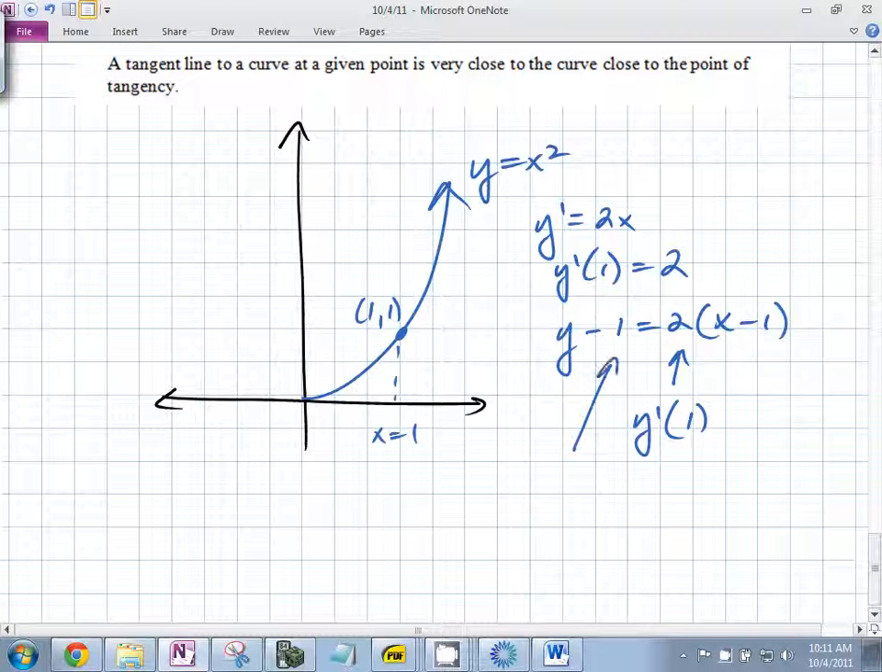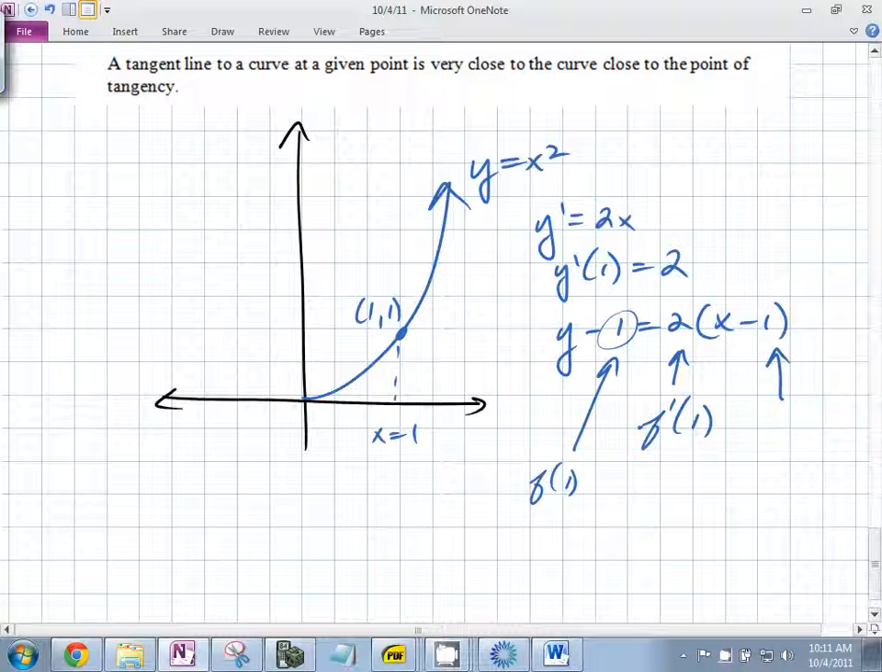What was that value right there? Where did this 1 come from? That is the original function evaluated at 1. I'm mixing notation, so let's be consistent here. Instead of saying y prime, we could say f prime at 1. And this was the x value that we chose.